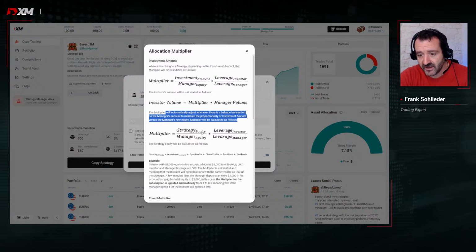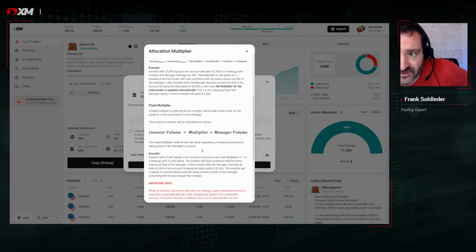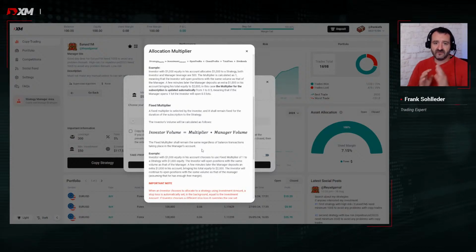Again: strategy equity, manager equity, leverage investor, and leverage manager. And then you have the example. What does it mean, what I just said, with all the mathematical functions? If the investor, me, is investing $1,000 and the strategy provider also has $1,000 on the account, then we have a multiplier of 1. That means that the position sizes traded by the strategy manager will be multiplied with 1. So 1 lot times 1 means 1 lot is copied on my account.